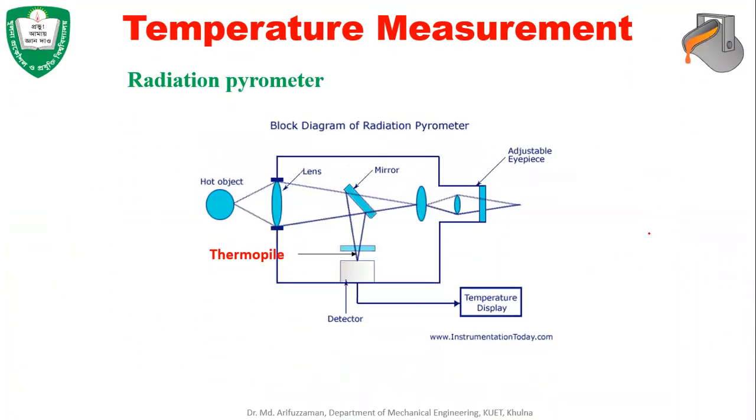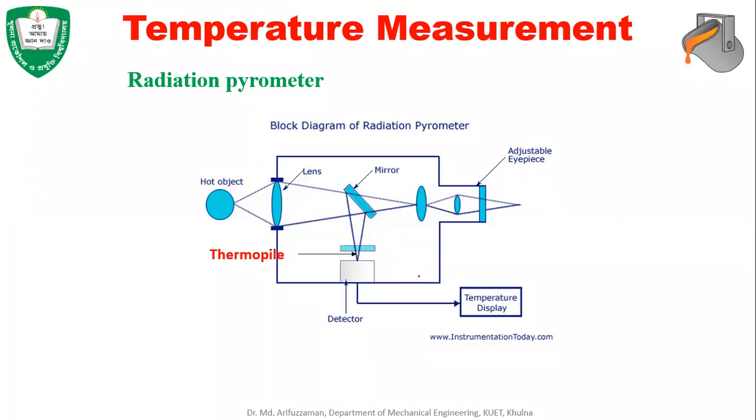Okay, then how does it work? That's the main question, right? How do we measure the radiant energy? How much energy is getting radiated from a hot object? How do we measure that? The most interesting thing here is that the radiation pyrometer itself uses a thermoelectric pyrometer.